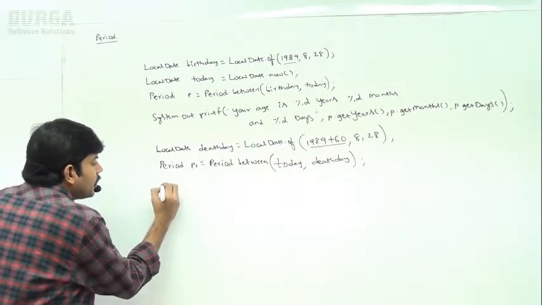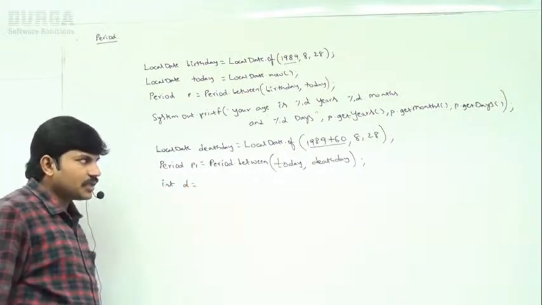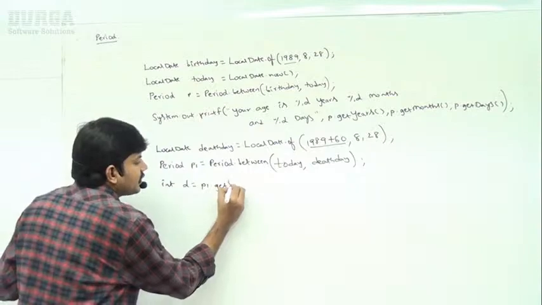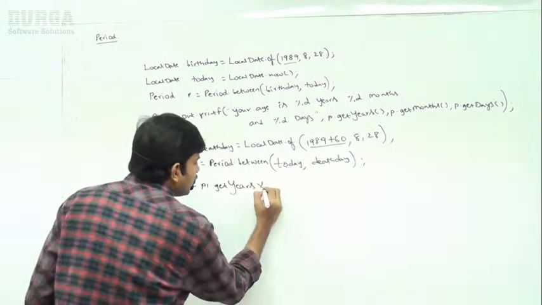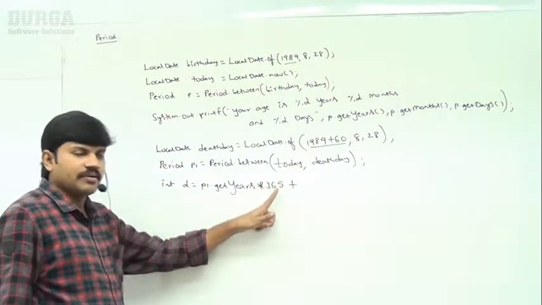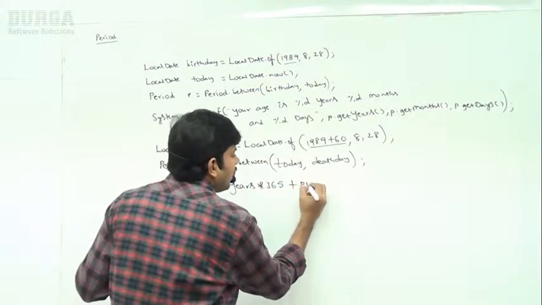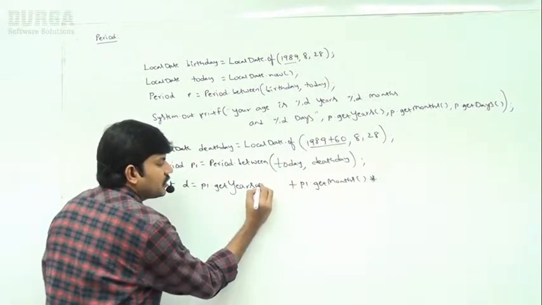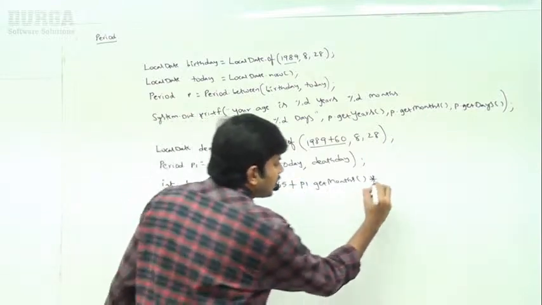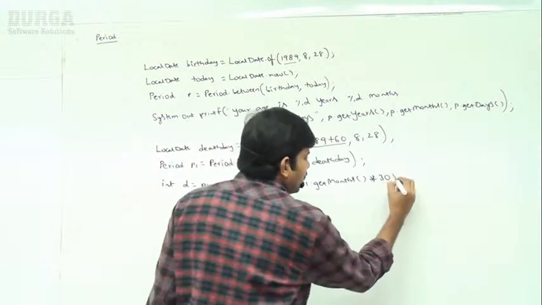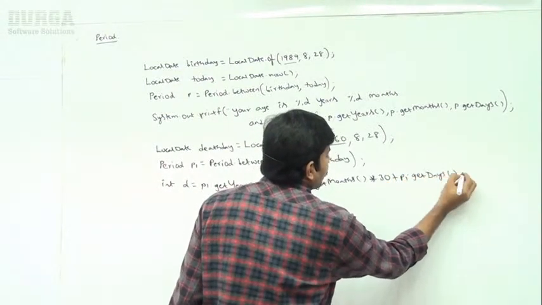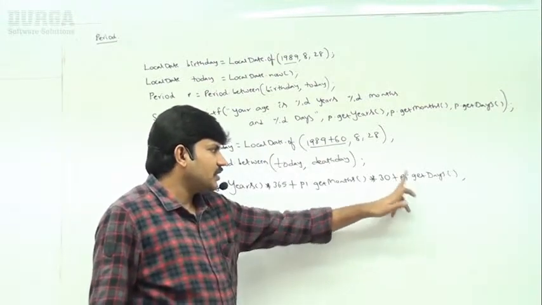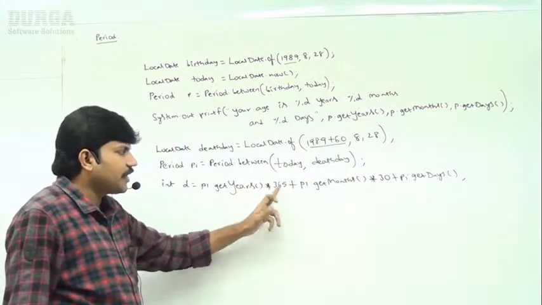Now my requirement is: int d is equal to, how many more days will he be there on the earth? I want to decide. P1.getYears() into 365, meaning days. Next, P1.getMonths() into 30, assuming every month is 30 days, plus P1.getDays(). Sir, I evaluated the total number of days. That's my requirement. If it is the month, multiply by 30. If it is the year, multiply by 365.